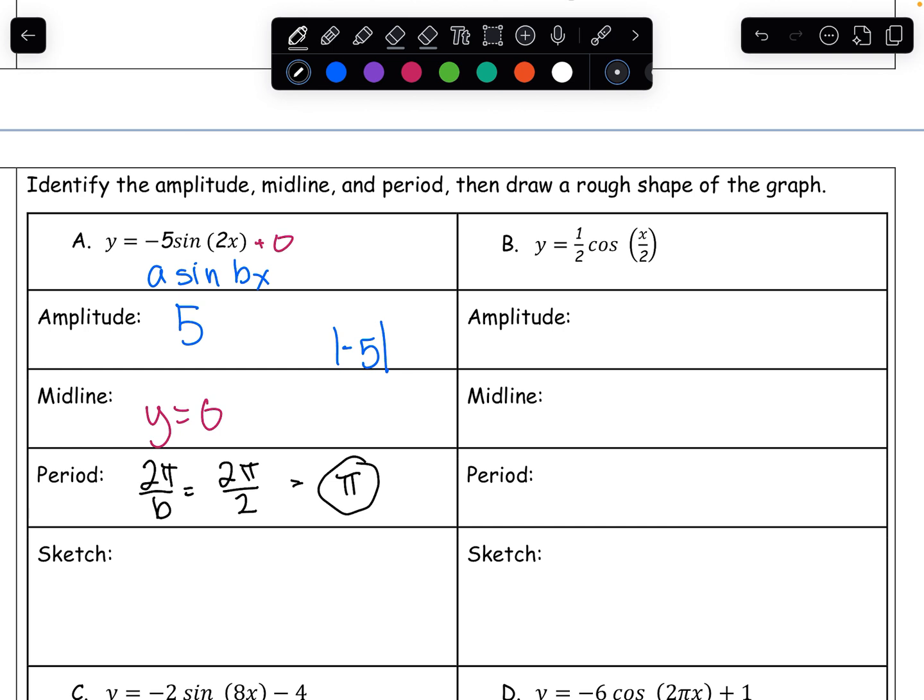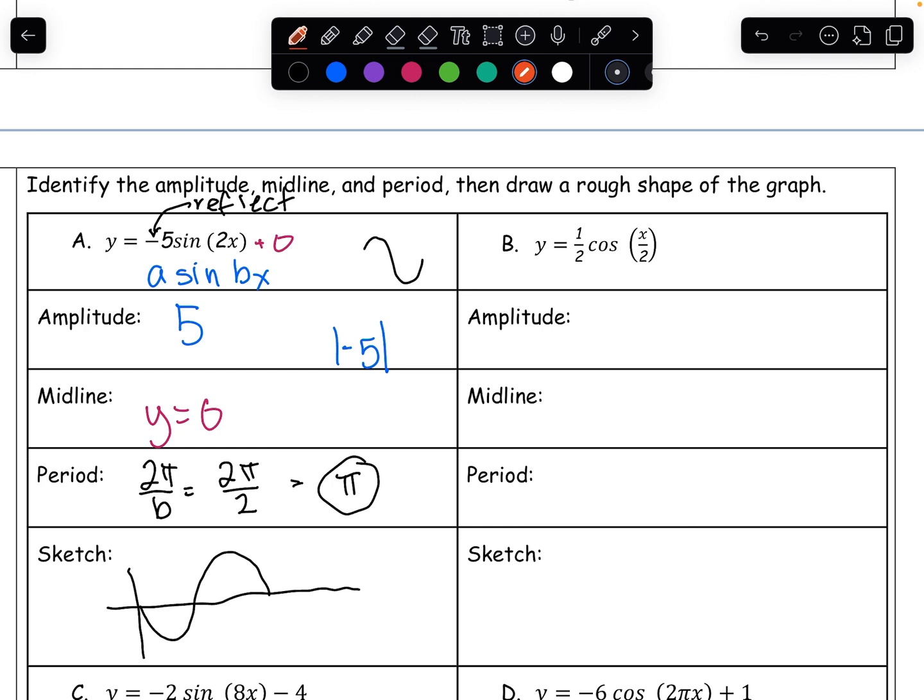And so this is going to be our sketch, we have that reflection. And so usually our graph for sine goes like this. But because of that reflection, instead of going up, we're going to go down, and it's going to look like that because of the reflection. Okay. And so that's how you graph sine.